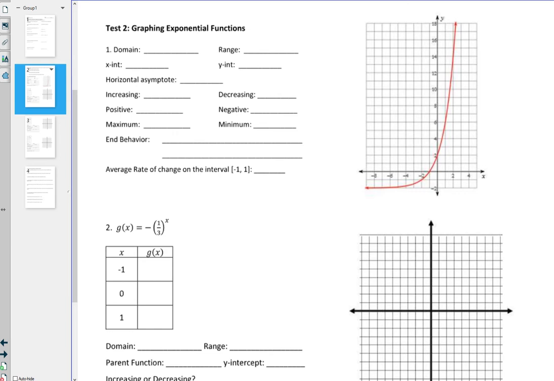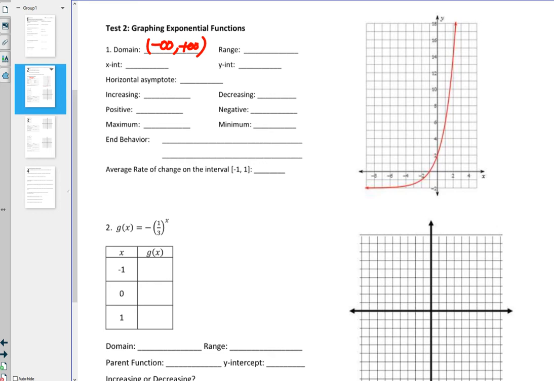Now this is pretty recent, so we should be able to get through this pretty quickly. Where it says test 2, and this is an exponential function, let's run through all these really quickly. What's the domain of any exponential function? All real numbers, depending on the way that they ask you to write it. The most common one has been interval notation. We would write it this way.